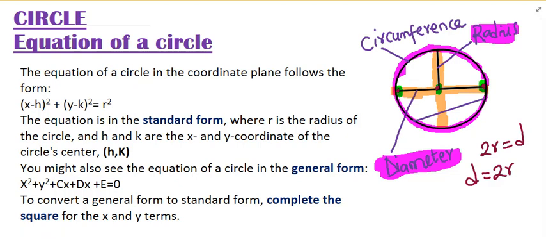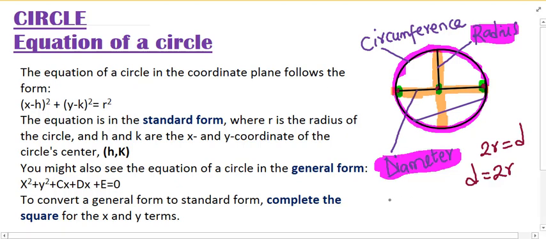Another thing to take note of is the circumference or perimeter of a circle. The circumference of a circle is 2 pi r. That is the formula we use to calculate the circumference of a circle. So these are just some basic things you need to know about a circle, and then let's go ahead and talk about the equation of a circle.